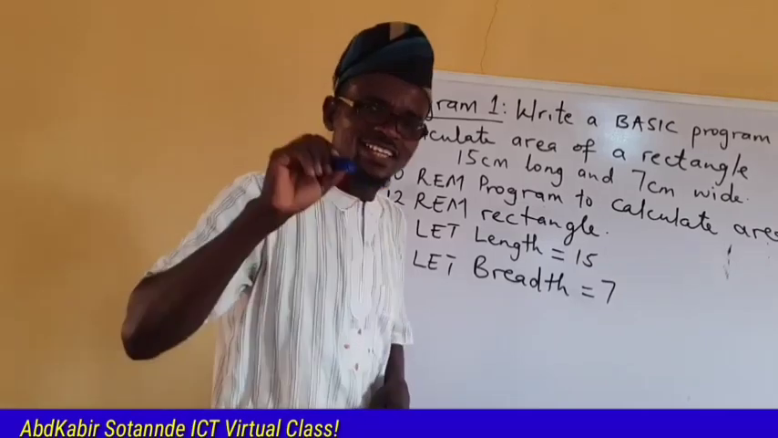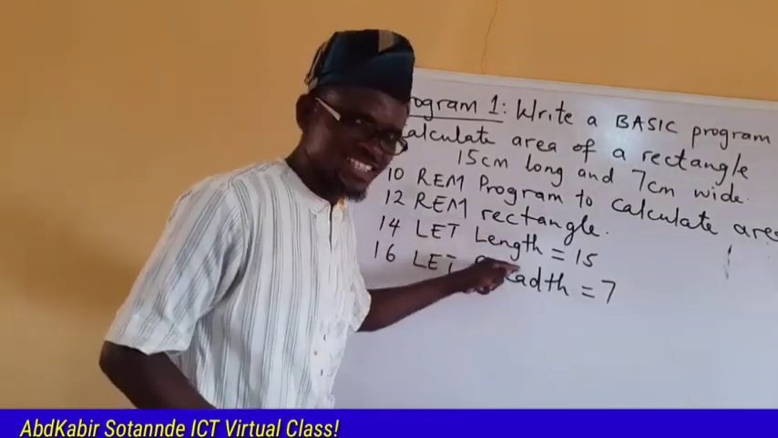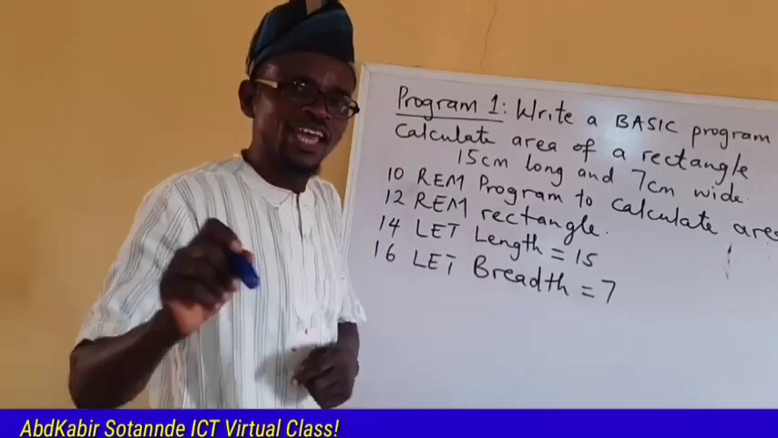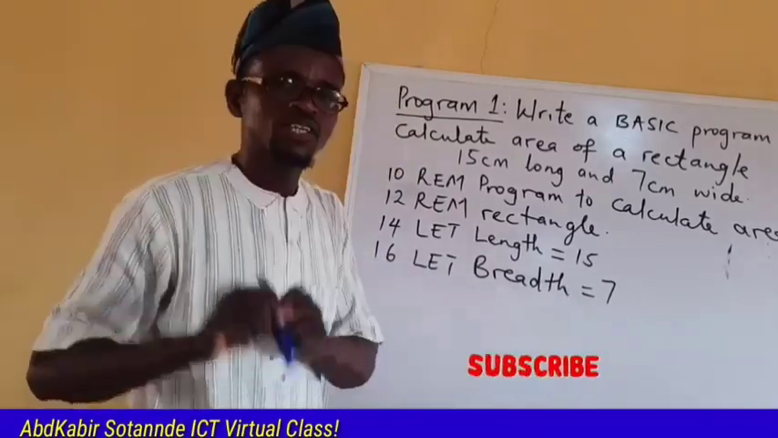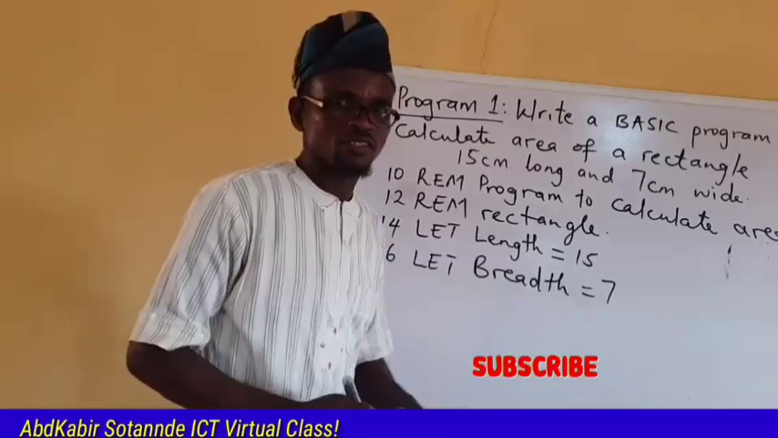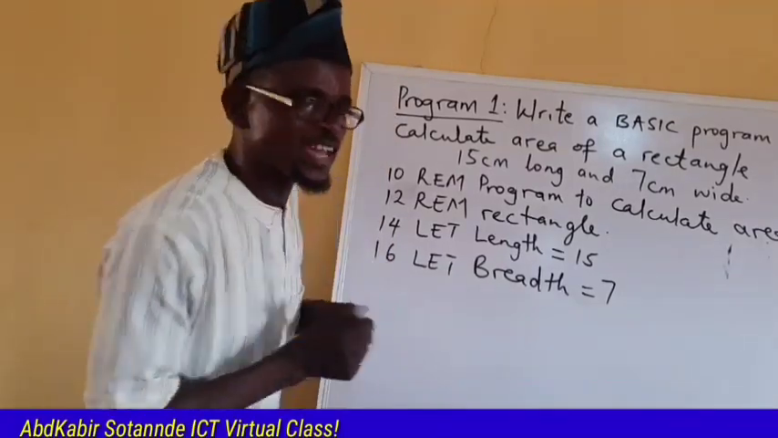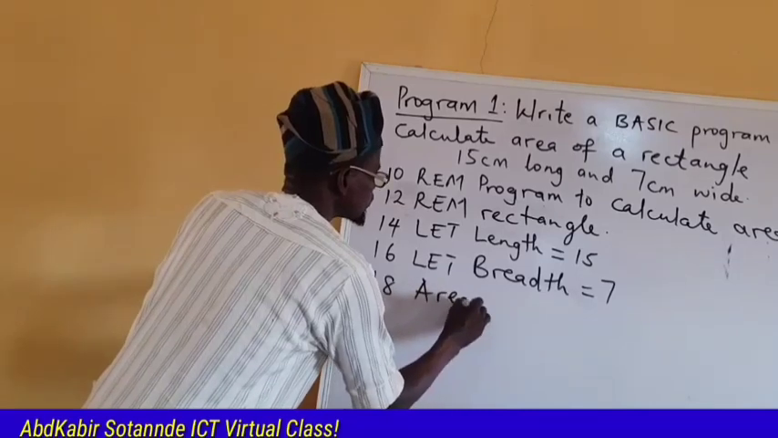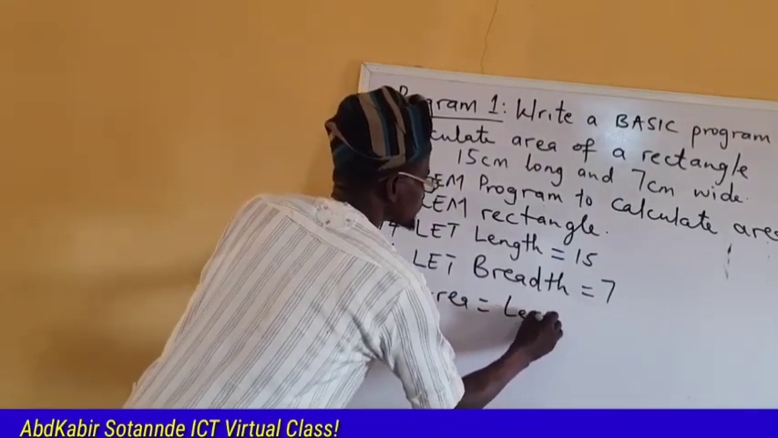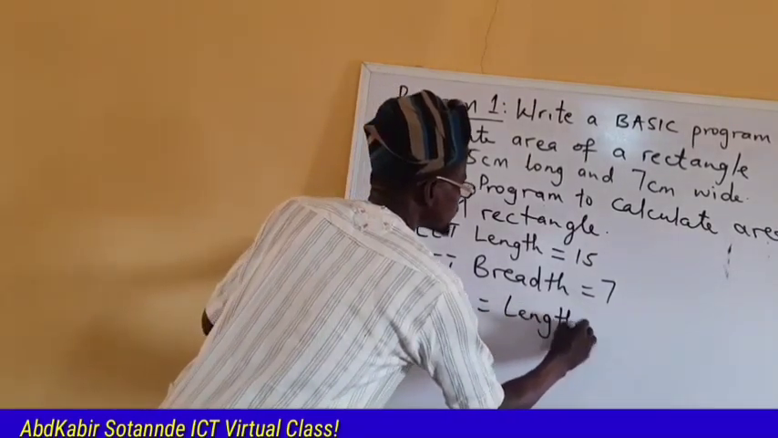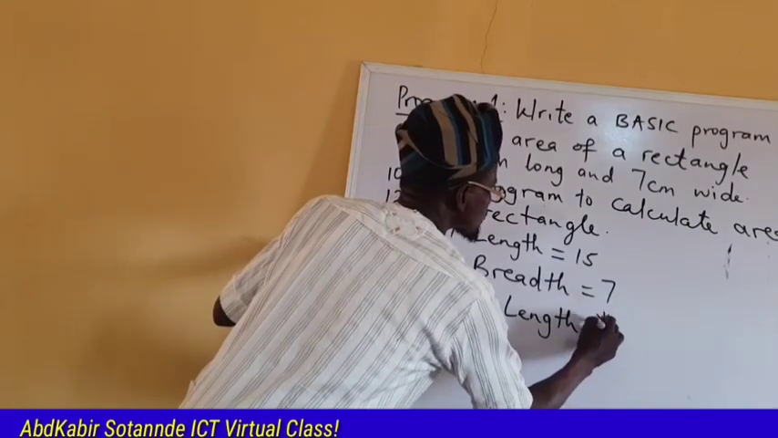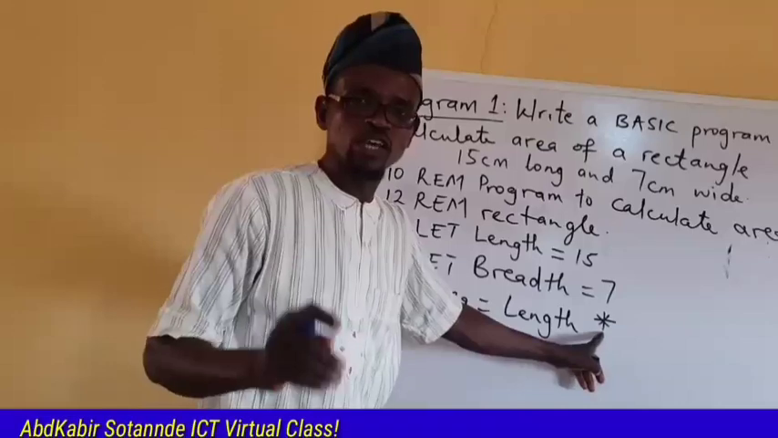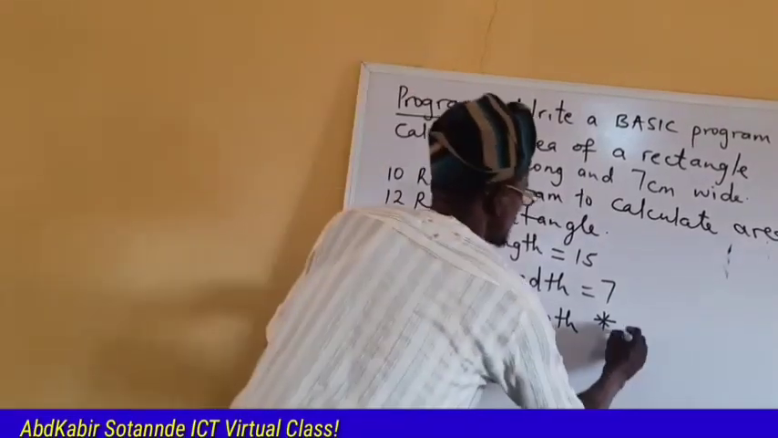So that the next time computer will see length, it will refer to it as what? 15. The next time it will see breadth, it will refer to it as 7. So the next thing is to write area. Area is equal to length times breadth. Asterisk is what we use as multiplication sign.